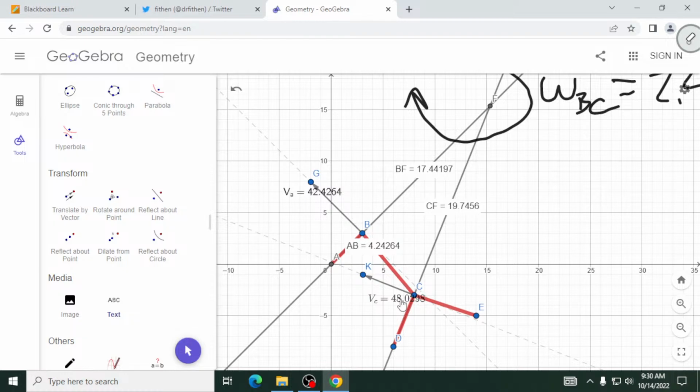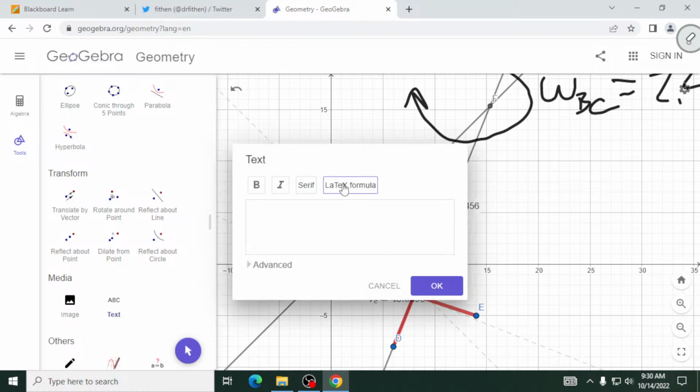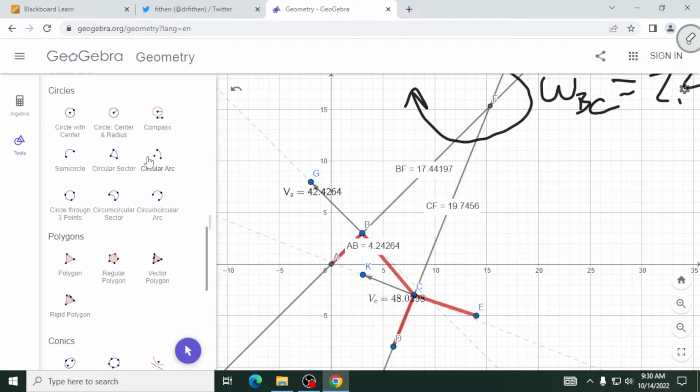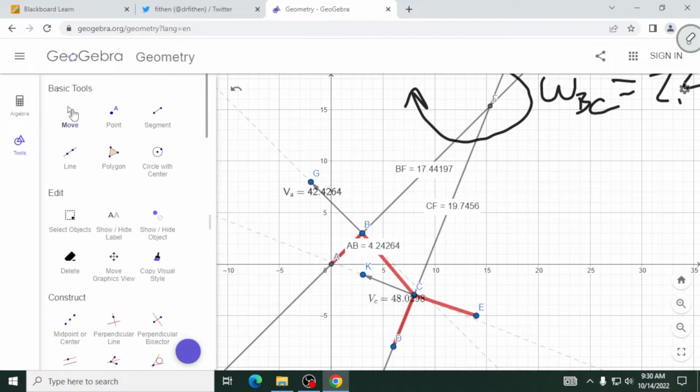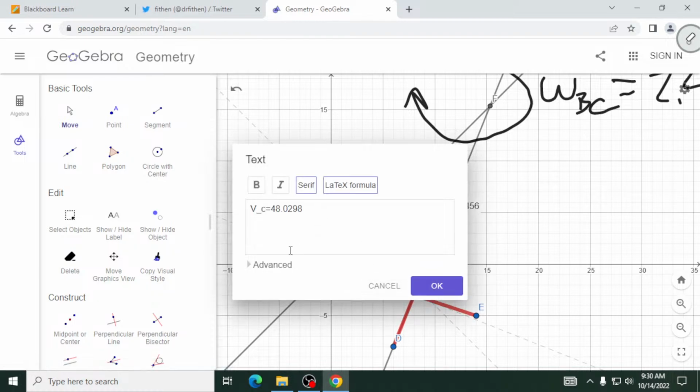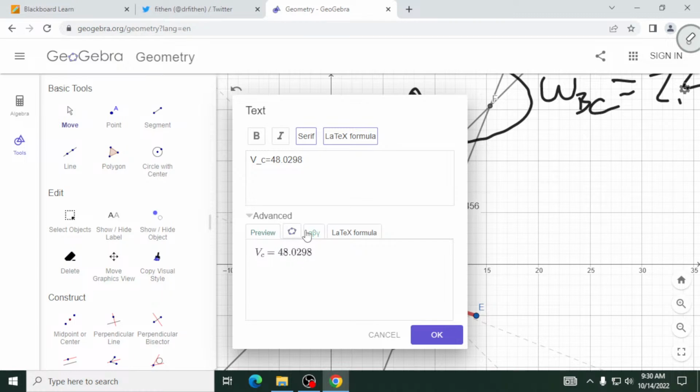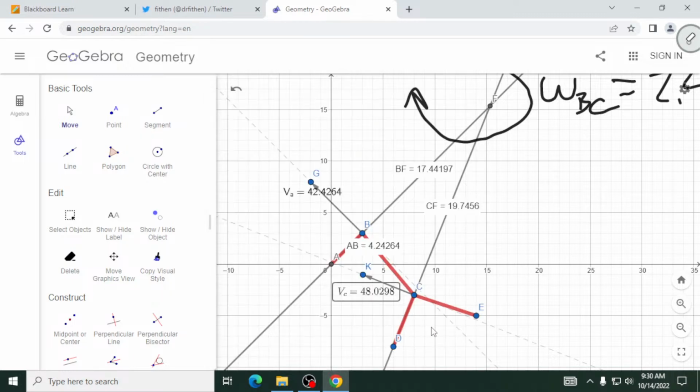Look at that. It made the typeset more, that's interesting. I guess I touched it at the right time or something. I don't know. Can you make it, okay, preview, advanced. Okay, that's good. So that's 48.